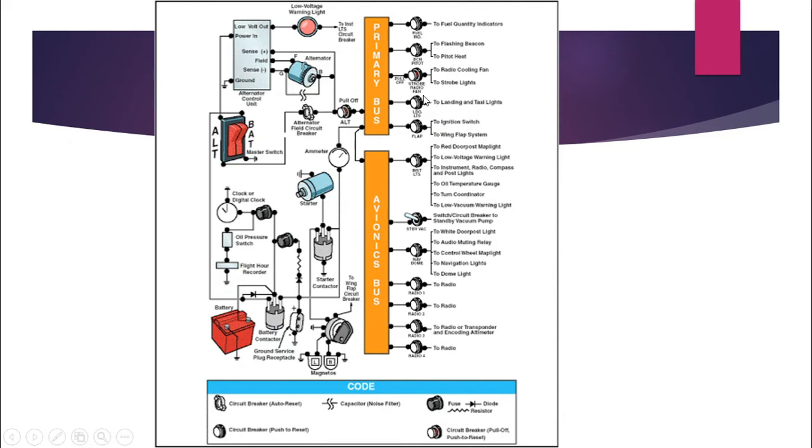The primary is just described as everything besides the avionics. So let's talk about what the avionics is. This is the equipment that is used for, for instance, navigation and communications. These are the sensitive items that are important for making sure the plane is able to talk to people and get to where it needs to get to.